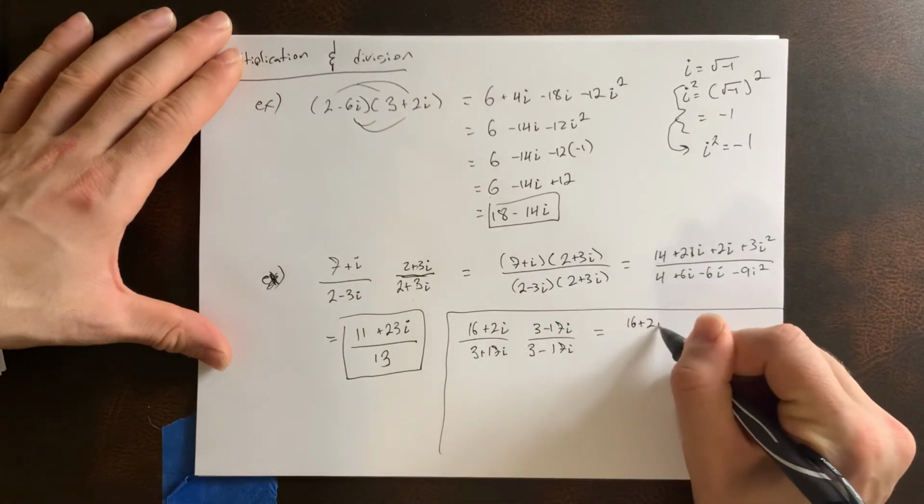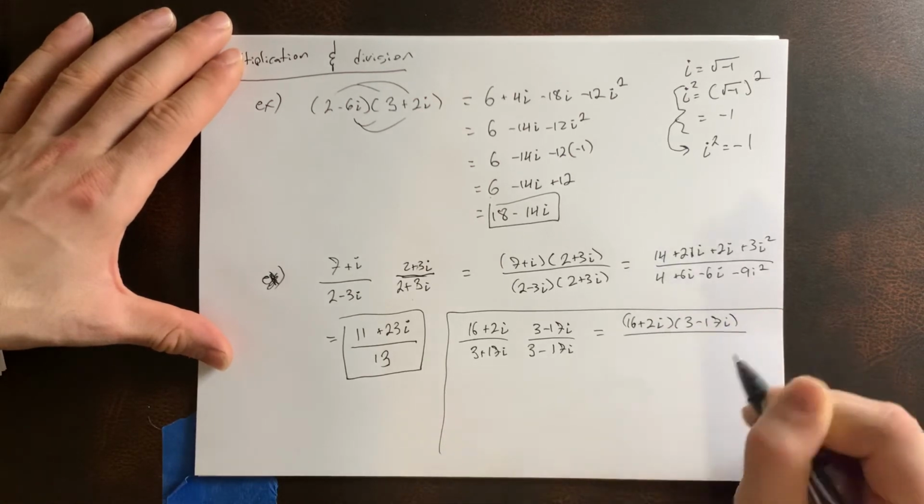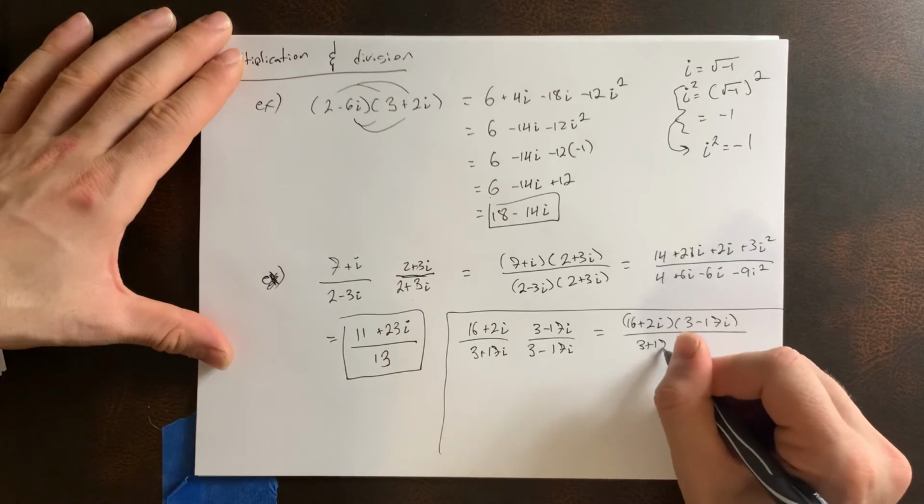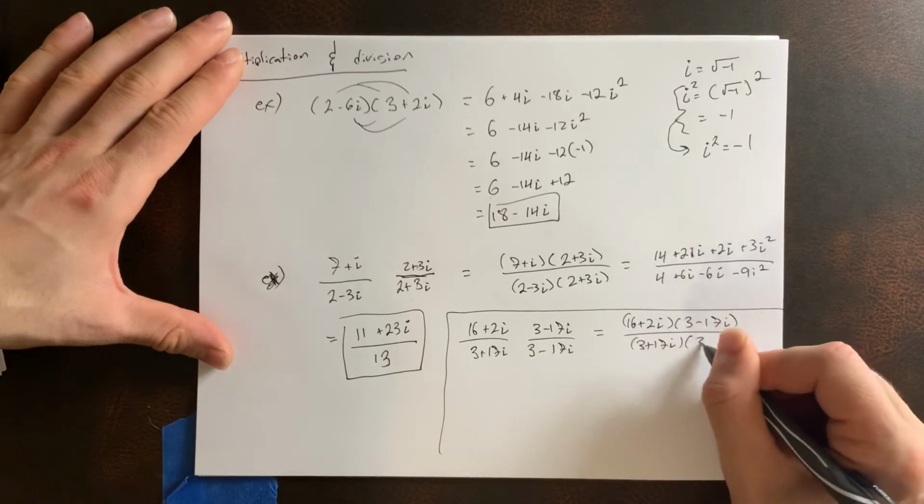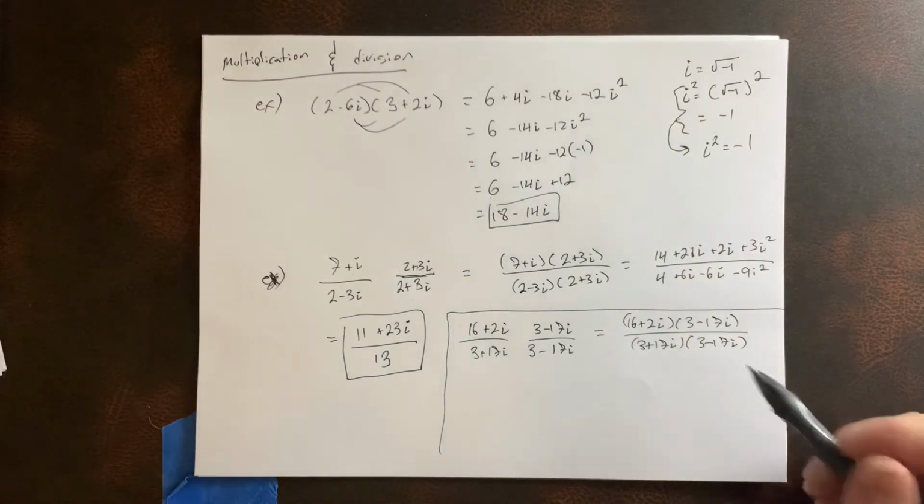16 plus 2i, 3 minus 17i. And on the bottom, we'd have 3 plus 17i, 3 minus 17i. And then just like before, we'd FOIL out and simplify everything. So we don't need to continue from there.